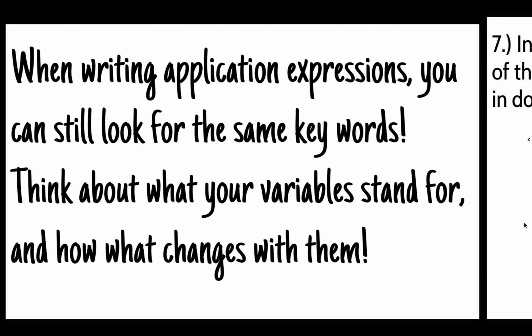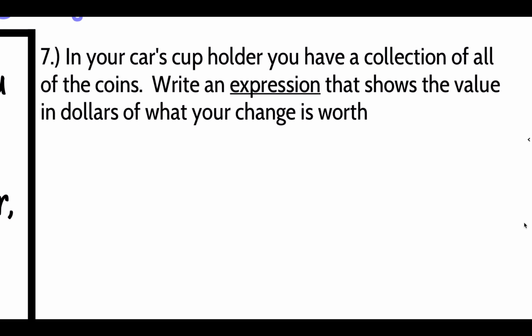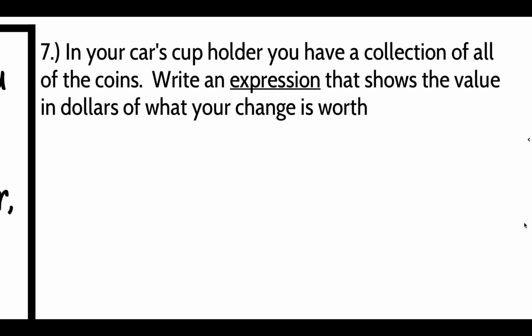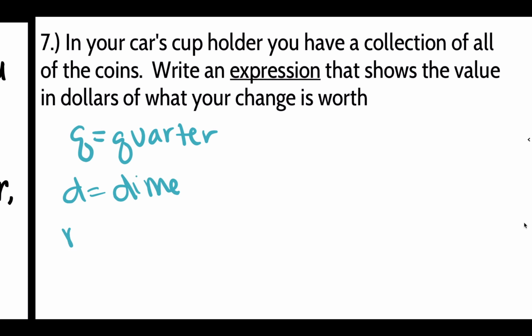So when writing application expressions, you can still look for the same keywords. So think about what your variables stand for and what changes with them. Number 7, in your car's cup holder, you have a collection of coins. So write an expression that shows the value in dollars of what your change is worth. So remember, what are our coins? We know Q is for quarters, D is for dime, N is for nickel, and P is for penny.